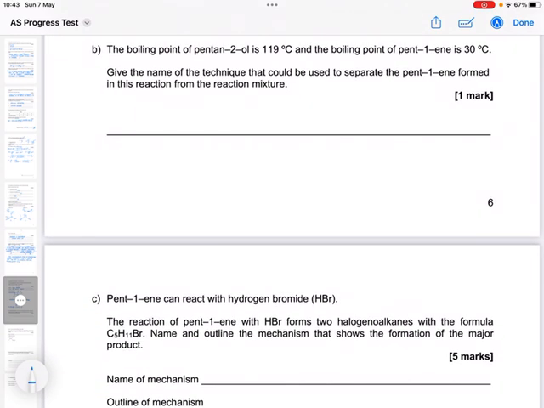Right, the boiling point of pentan-2-ol is 119 degrees C, and the boiling point of pent-1-ene is 30 degrees C. Give the name of the technique that could be used to separate these. So distillation. If you put fractional distillation, that's fine as well.